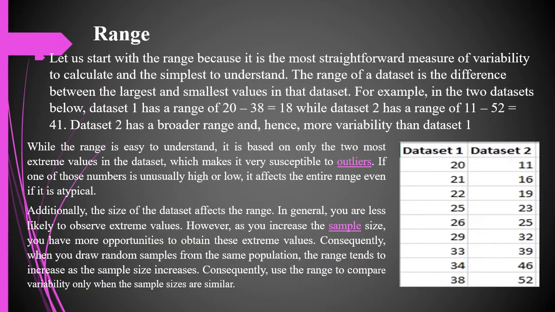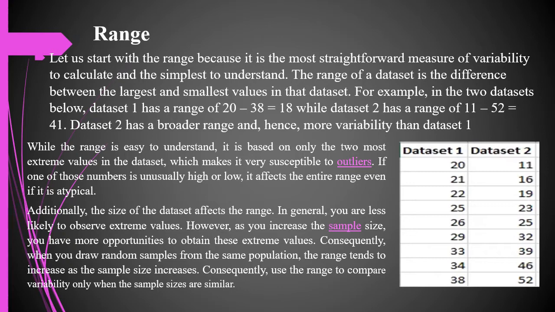Range. Let us start with the range because it is the most straightforward measure of variability to calculate and the simplest to understand. The range of a dataset is the difference between the largest and smallest values in the dataset. For example, in the two datasets below, dataset 1 has a range of 38 minus 20, which is equal to 18, while dataset 2 has a range of 52 minus 11, which is equal to 41. So dataset 2 has a broader range and hence more variability than dataset 1.